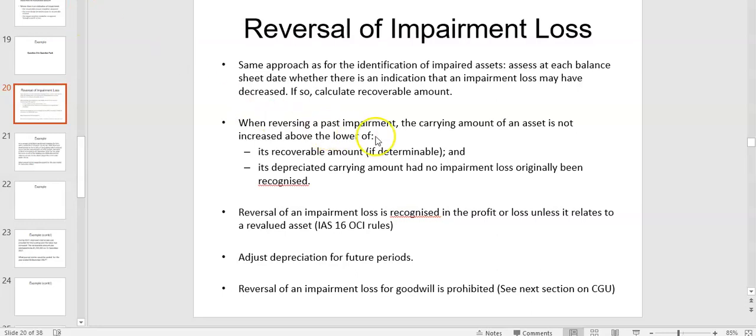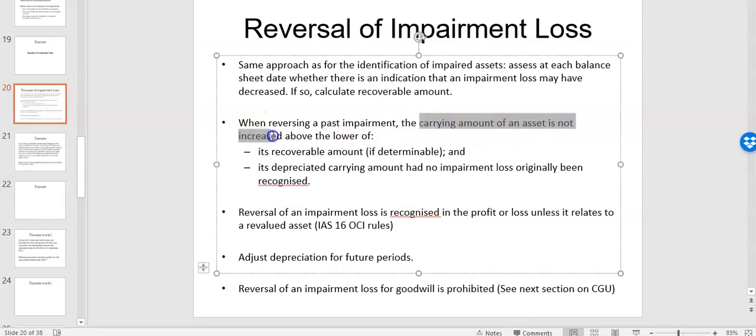So it's a bit more complex. When you're reversing an impairment, the carrying amount of the asset is not increased above the lower of the new recoverable amount, if you can determine it, or the depreciated carrying amount had no impairment loss been originally recognized. So the logic is, when you're reversing back the impairment loss, you have to consider what this asset's carrying amount would have been if it was never impaired in the first place. Because you can't reverse it back above that. And then that will be credited to the P&L.